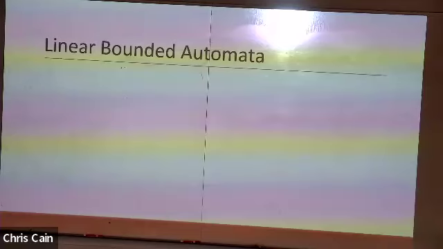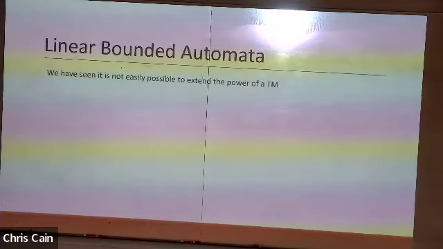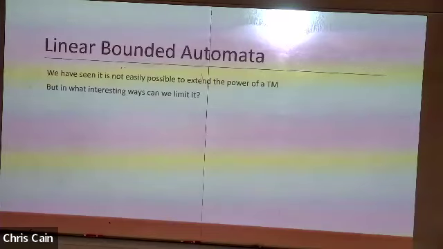Last random tidbit from Turing machines is going to be a concept called a linear bounded automata. We've looked at a bunch of ways to potentially extend the power of a Turing machine, and most of those fell flat and failed because we found that they were the same power level. But what if we wanted to limit the power of a Turing machine in an interesting way? First of all, why would we care to limit the power of a Turing machine if they're already solving anything that we can possibly write in a program? Why would we care to limit it in interesting ways? Perhaps efficiency. Yeah, efficiency is the big one.